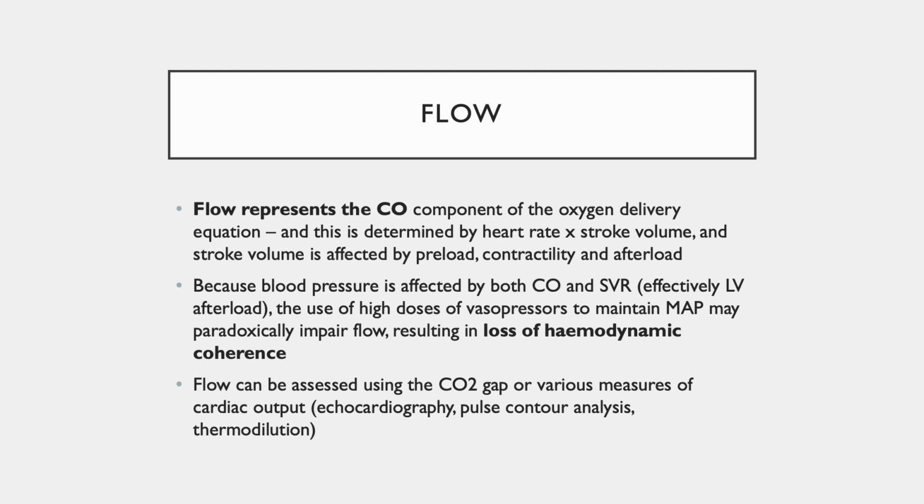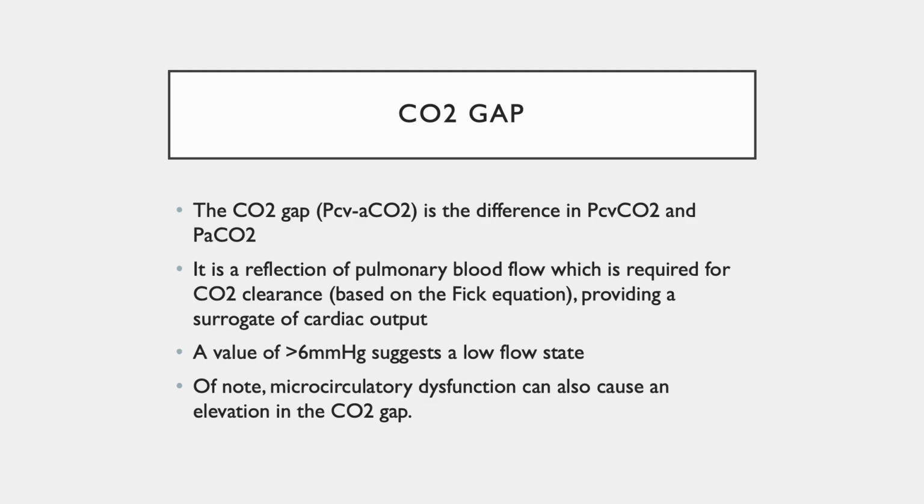and oxygen delivery. Flow can be assessed using various methods such as cardiac output monitors like pulse contour analysis, echocardiography, or a tool called the CO2 gap, which we'll discuss next. The CO2 gap, or PCVA CO2 gap, is the difference between the partial pressure of carbon dioxide from an internal jugular venous sample and an arterial blood gas.